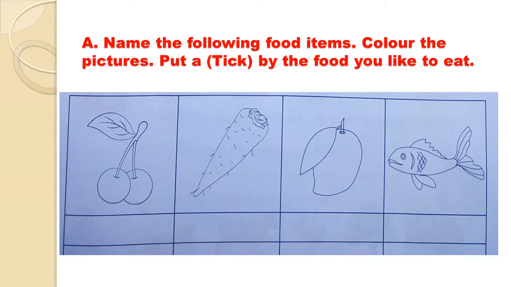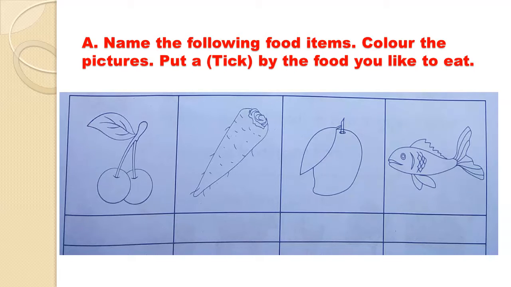Yes, I know. Yes, you also know this is a carrot. And the color of carrot is, tell me, the color of carrot is orange. Good. The next one is, what is this? Yes, mango. And the color of mango is yellow.